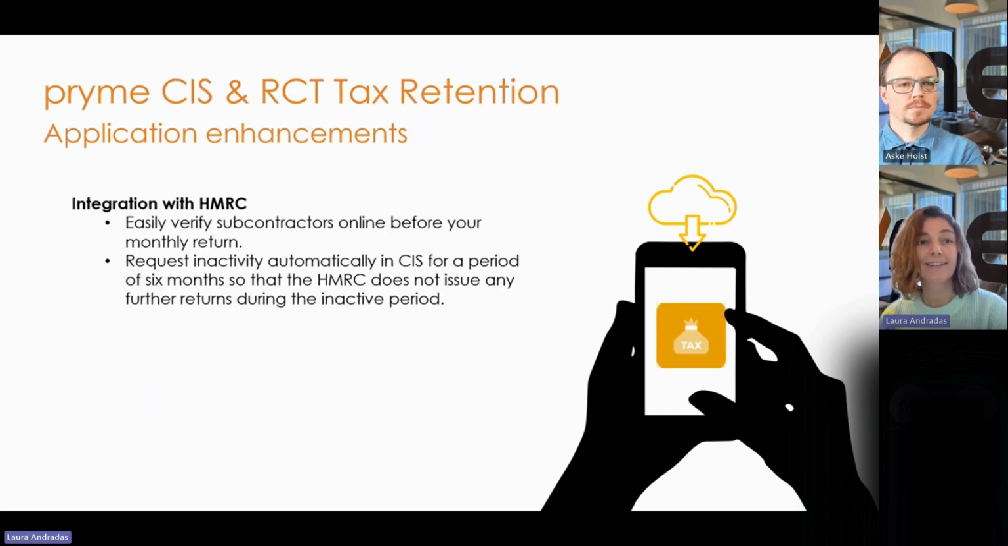And last but not least, application enhancements for our Pryme Tax Retention app, which have to do with the integration with the HMRC online portal. Now you can verify subcontractors online, and also you can request an activity for a period of up to 6 months.